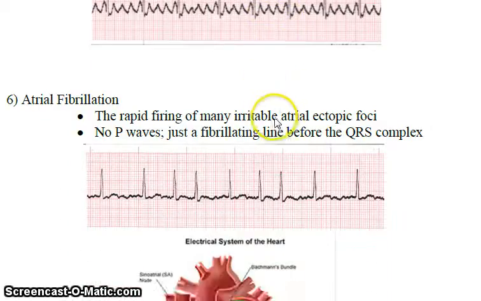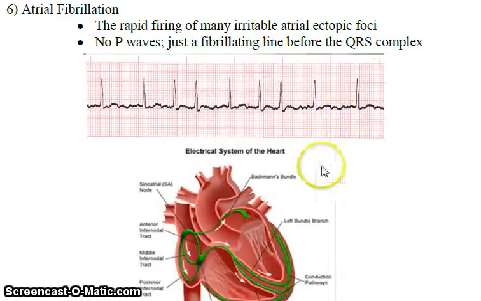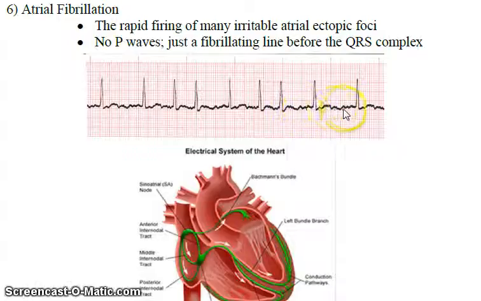The last one is atrial fibrillation. And again, this is rapid firing of many irritable atrial ectopic foci. For this one, there are no P waves, just a fibrillating line or a squiggly line just before the QRS complex. So again, just a little bumpy line before the complex.